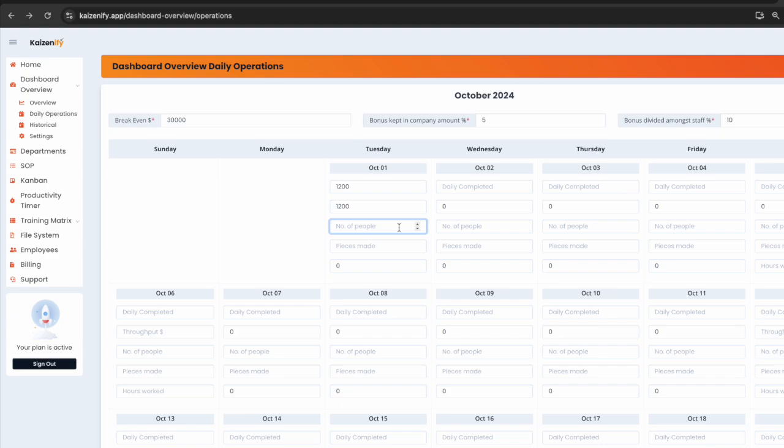So this is the number of people that were in the building today, and then the number of pieces we made. And then we automatically figure out down here your hours worked. So I'm just going to keep keying data in here.